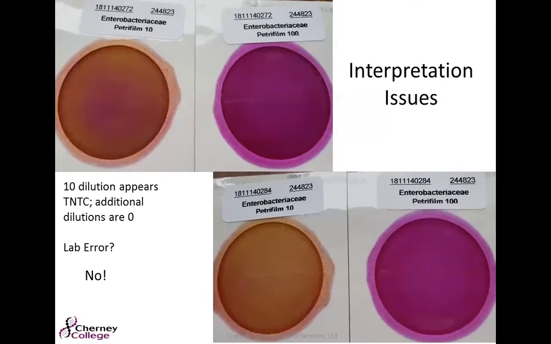However, when we add in a 100 dilution to these plates, you don't see any growth. So surely if you had a true TNTC situation on a 10 dilution, you would expect some growth to be present on the 100 dilution. So as a technician reading these, you would start to question, was there some sort of lab error? Was there some swap when they set up the samples where they didn't do something correctly? But that's not necessarily the case.